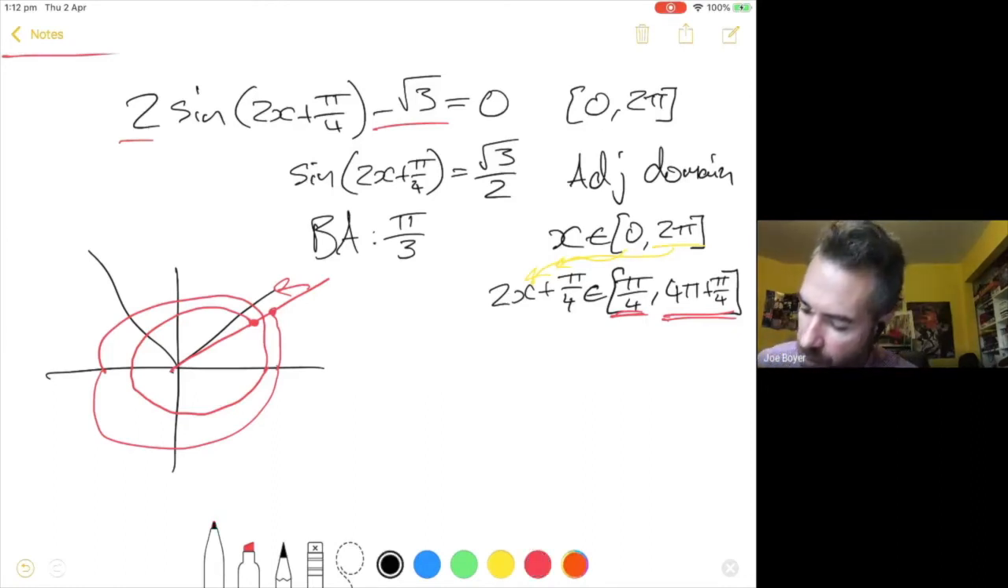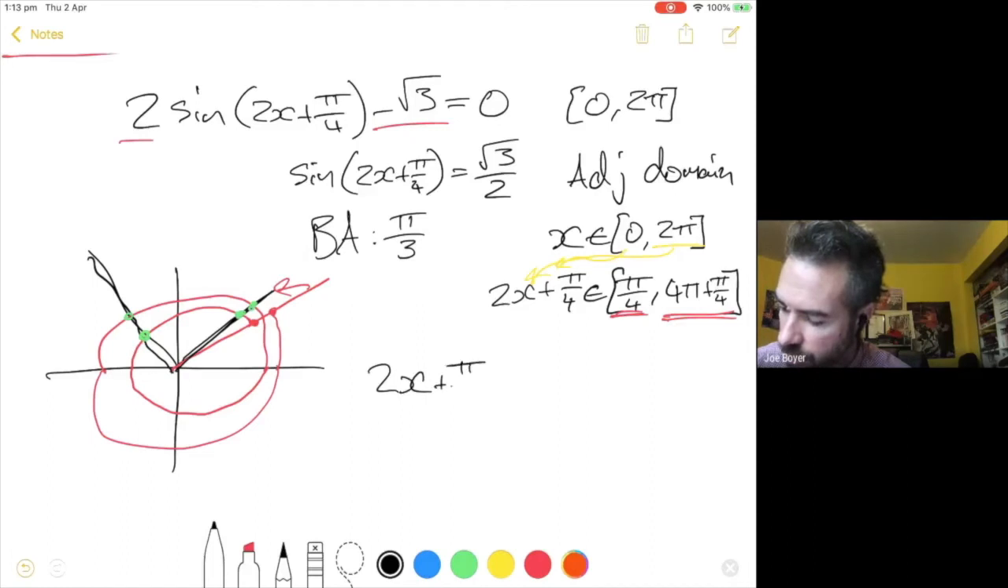Basically, what we've done now is with our black lines, we've identified where my solutions are going to be. And with my red lines, I've identified how many solutions I'm going to get. So I'm now going to use green to just highlight where they intersect. I'm going to get an answer there, and an answer there, and an answer there, and an answer there. Let's work out what those are. Thus, 2x plus pi on 4 is equal to this one here. This first one is just going to be my base angle, pi on 3. My next one is going to be pi minus pi on 3. My next one is going to be 2 pi plus pi on 3. And my final one is going to be 3 pi minus pi on 3.